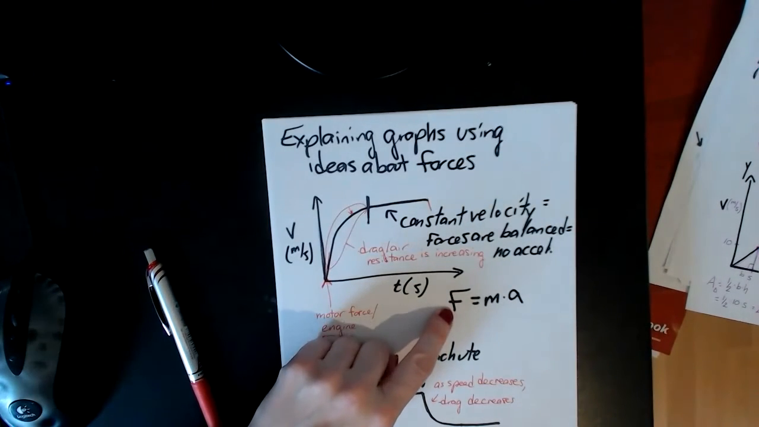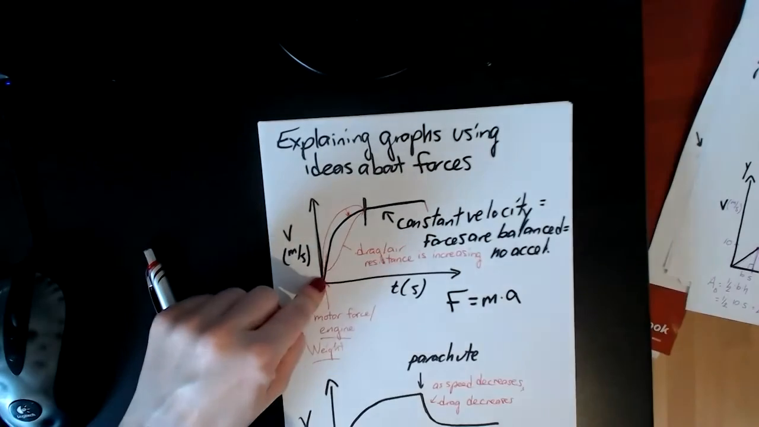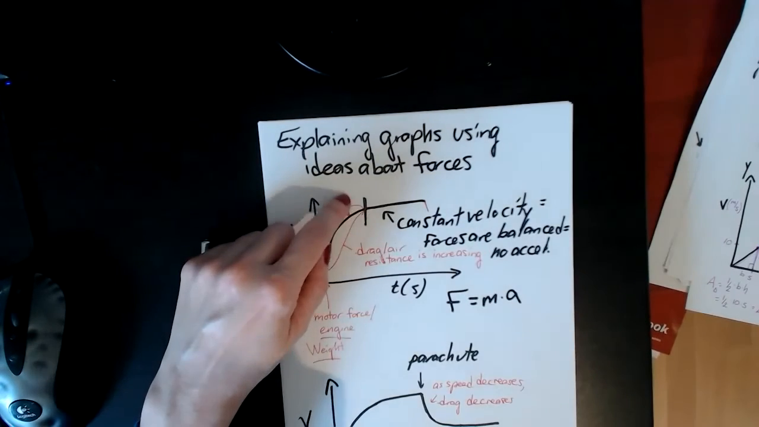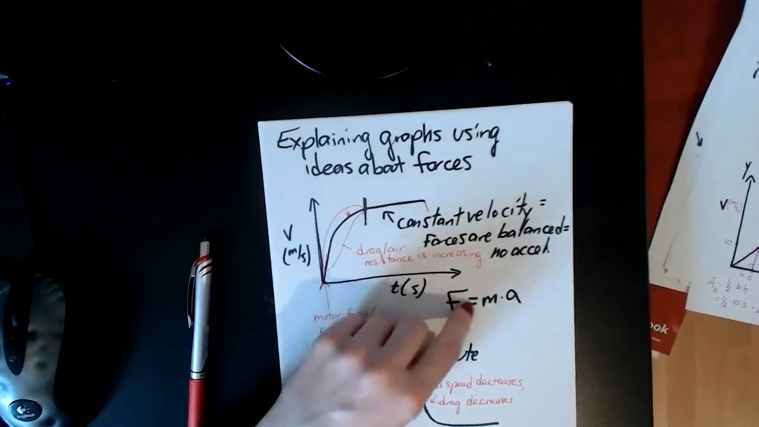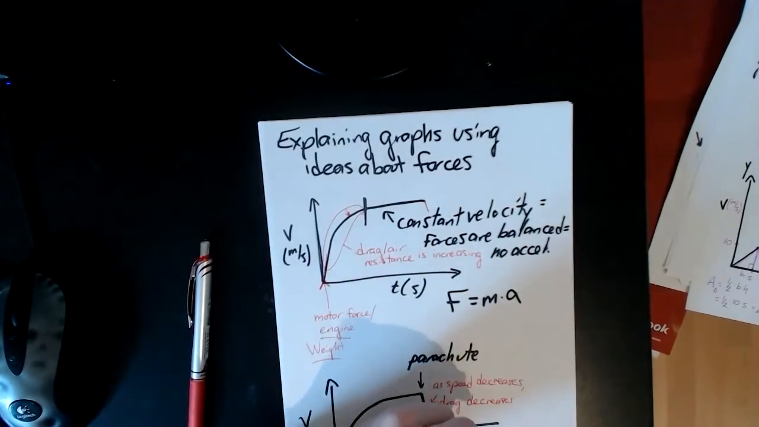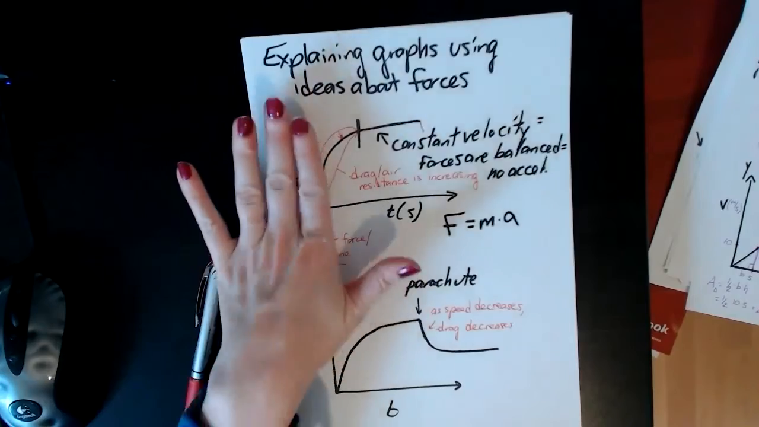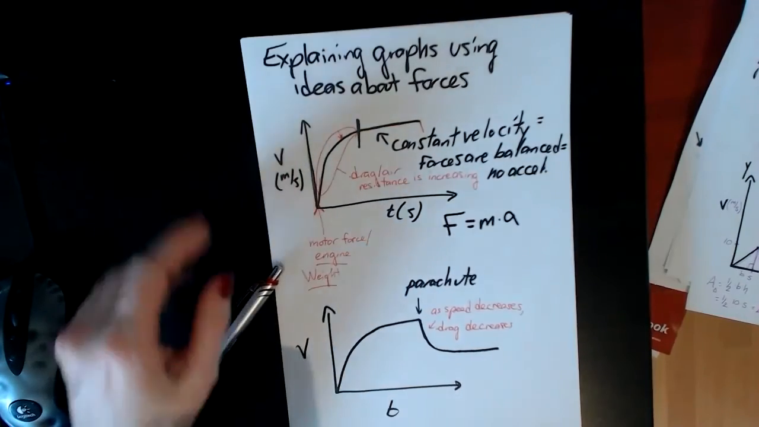So if the unbalanced force is large, as it is at the beginning, you're going to get a very high acceleration, whereas here, the force may be only, say, 10 newtons or something, and so the acceleration is going to be quite slow. So that's what it means, and this is an extremely common question, it can be anywhere from 3 to 5 points.